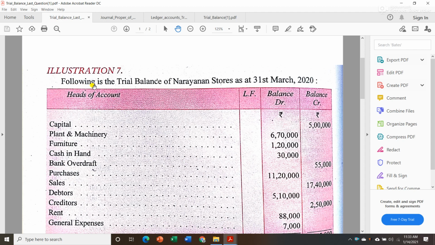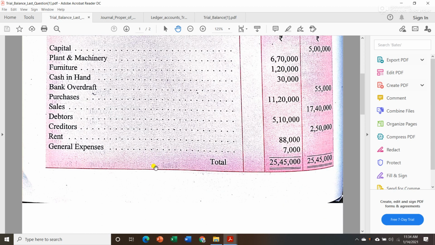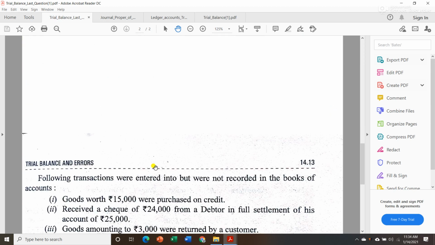The question says that following is the trial balance of Narayanan Stores as at 31st March 2020. They have already given us a trial balance with a list of accounts with their debit and credit balances. Now let us see the next part of this question.